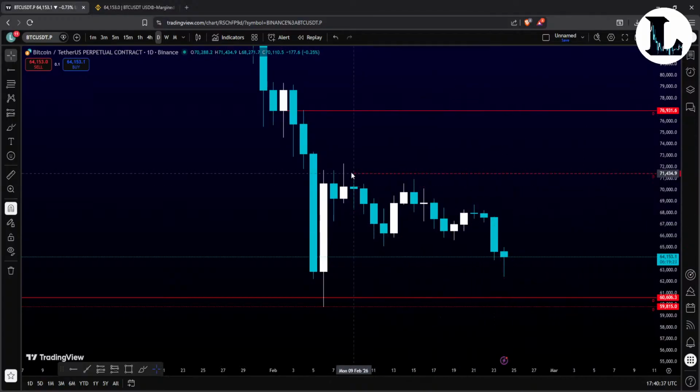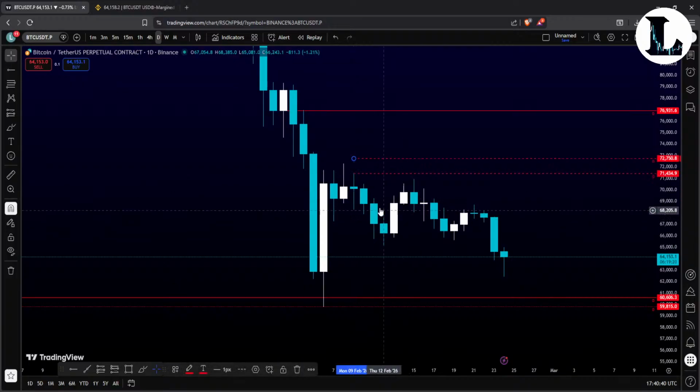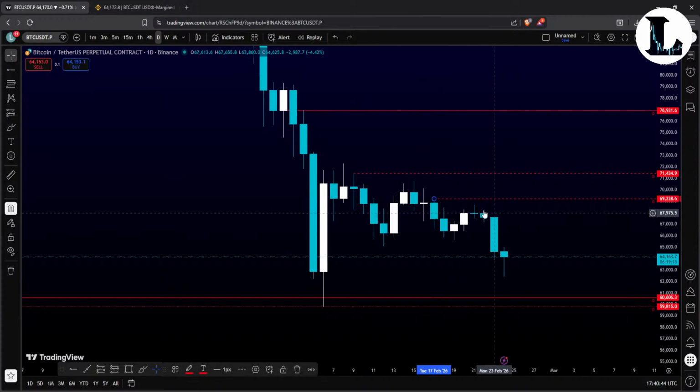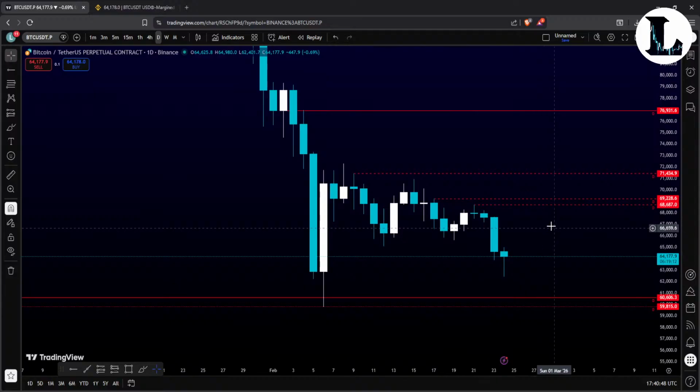So let's go to the top, break level here. Let me mark the next break level is this one here, okay, and the next one is here. So you can see that we are laddering down and failing to attack the break levels.